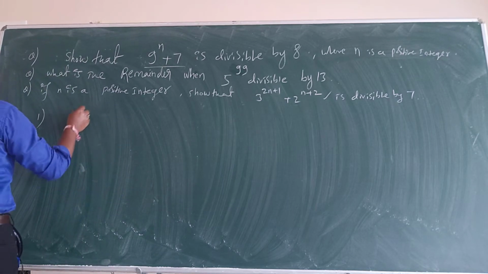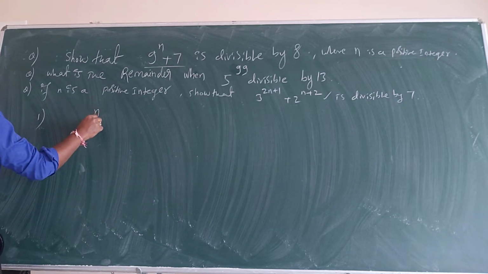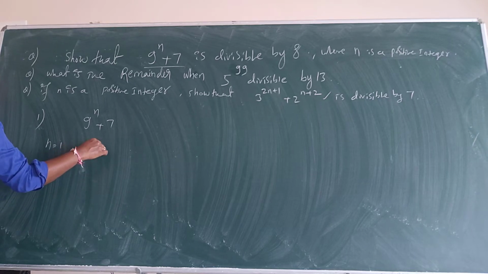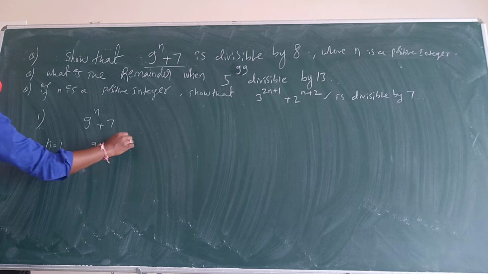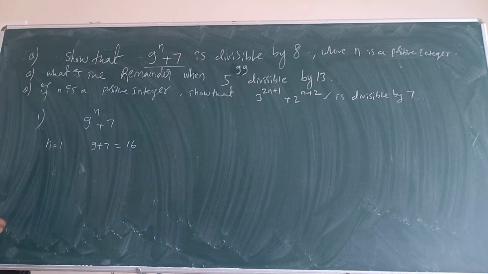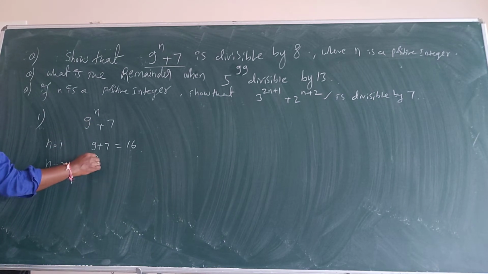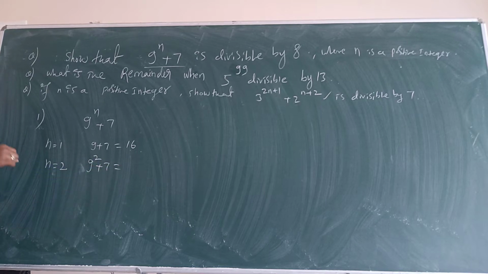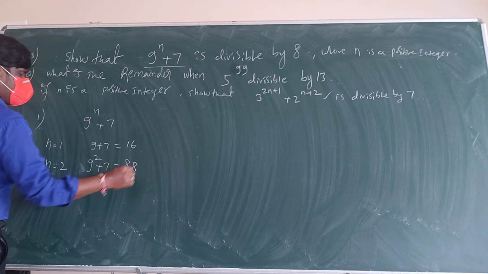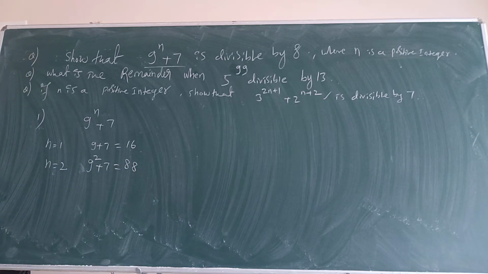So what you have is 9 power n plus 7. Substitute n is equal to 1. What will I get? 9 plus 7, how much is it? 16 I will get. Next, I substitute n is equal to 2. What will I get? 9 square plus 7. How much? 81 plus 7, 88. See, I am telling a shortcut method.